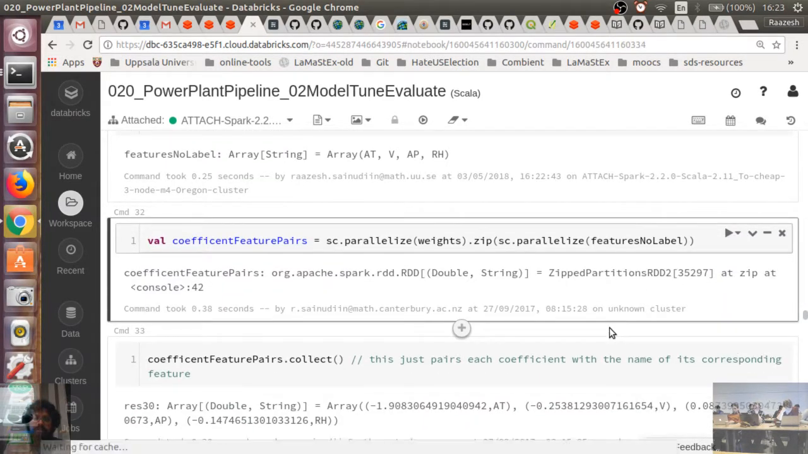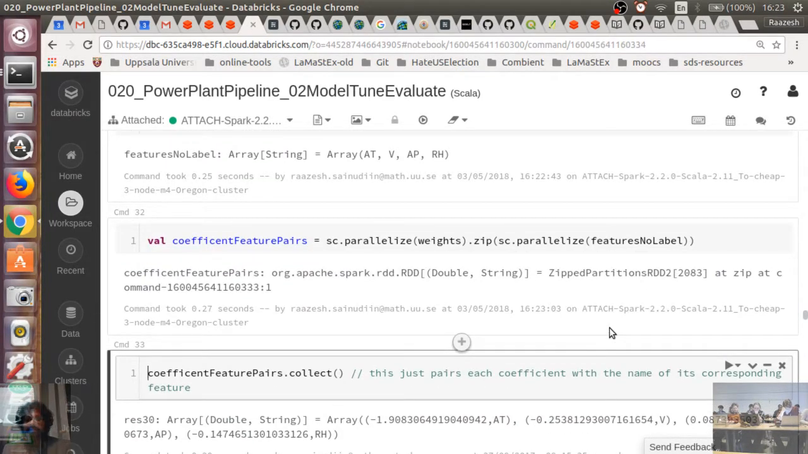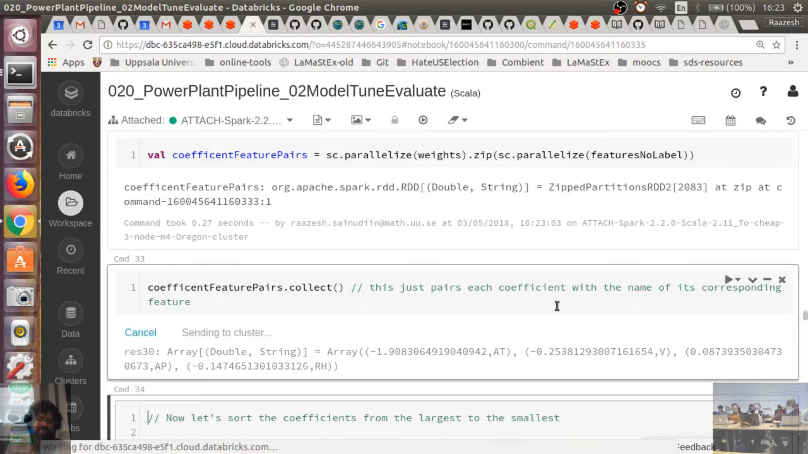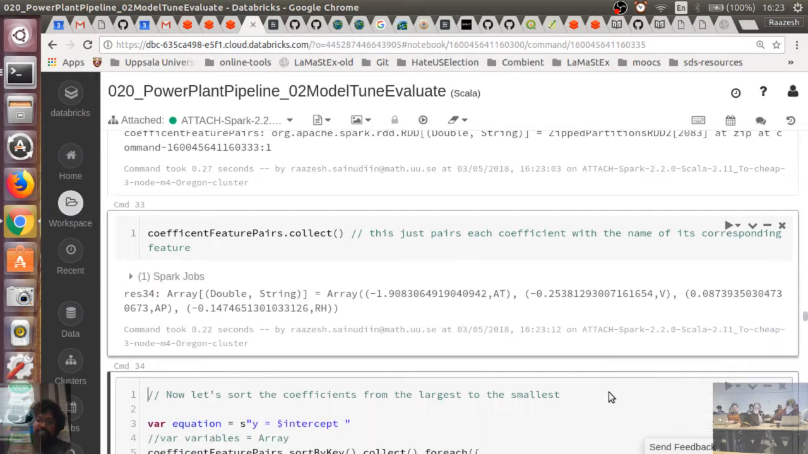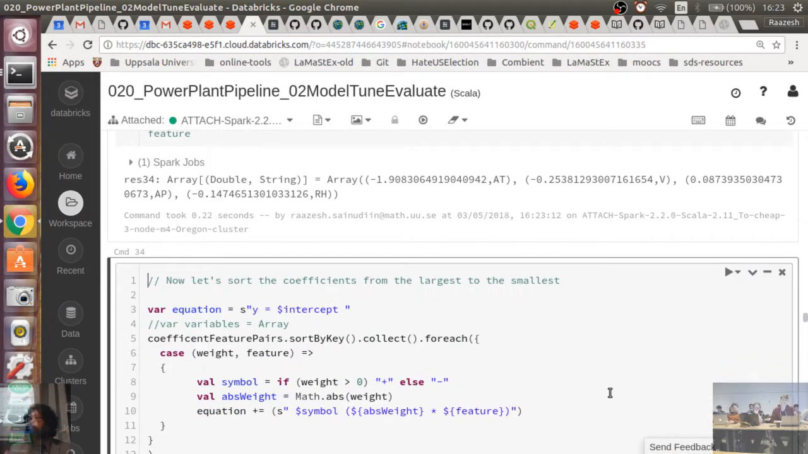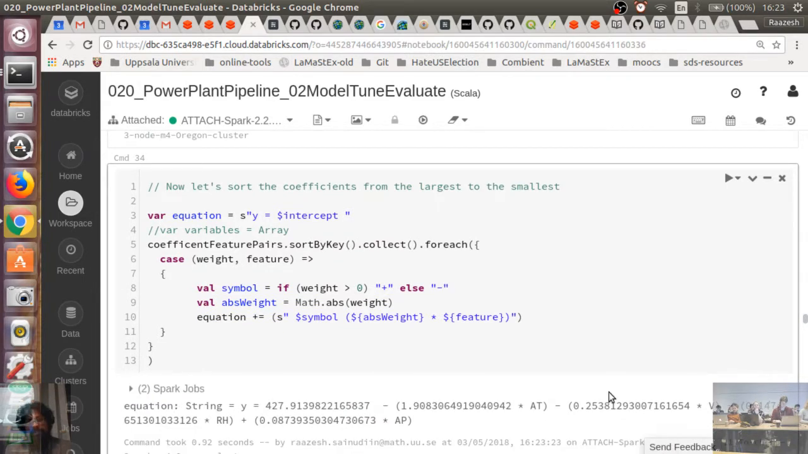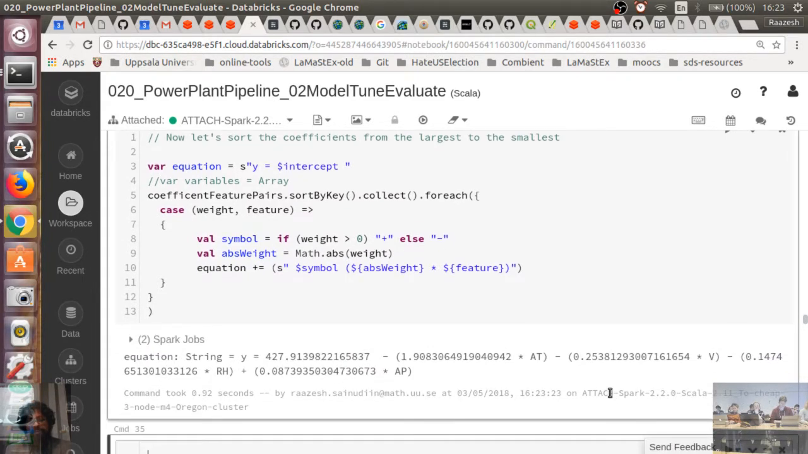Then I'm taking my weights and coupling them with these columns. This is, I don't know, unnecessary Scala muscle flexing, but I just want to associate the coefficients with the column. And when there are more than 4, this will be very helpful, right? So then I'm just cooking up what the equation is. It's a string, and this is how it looks. So y is intercept minus coefficient times whatever.